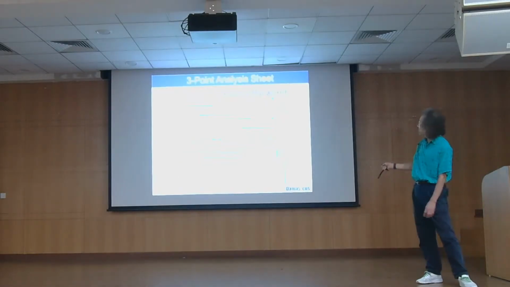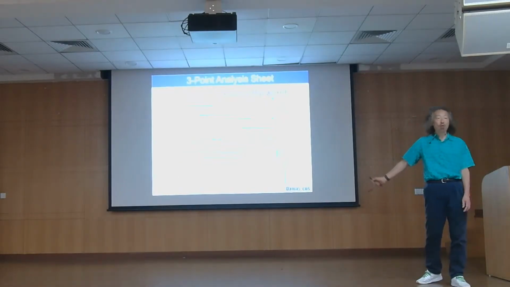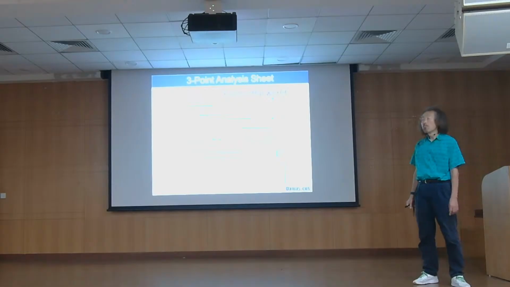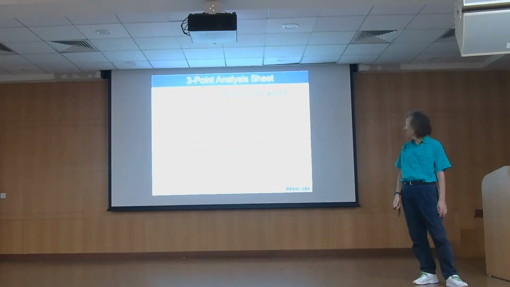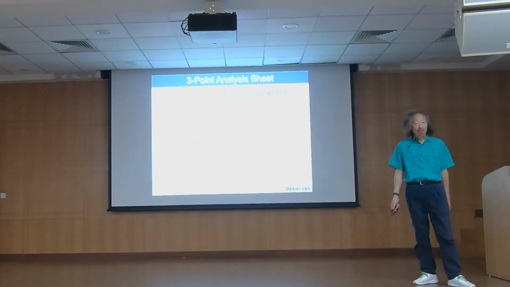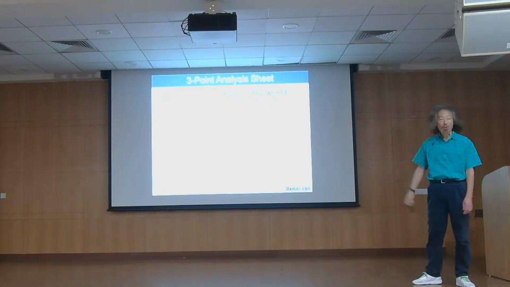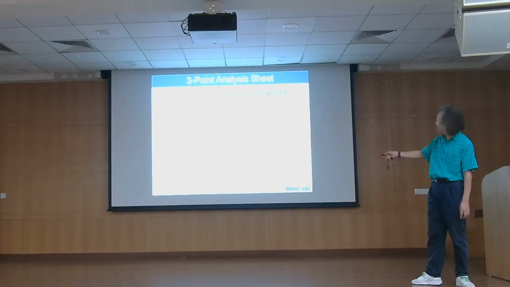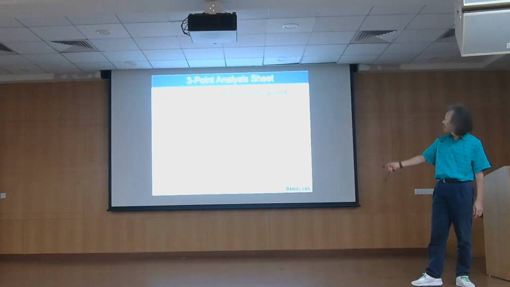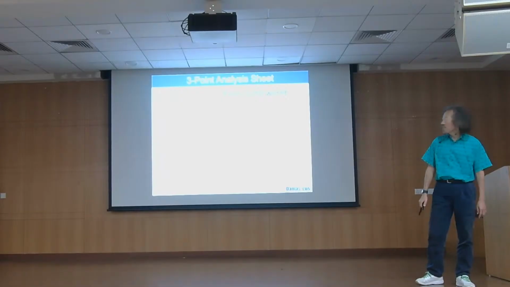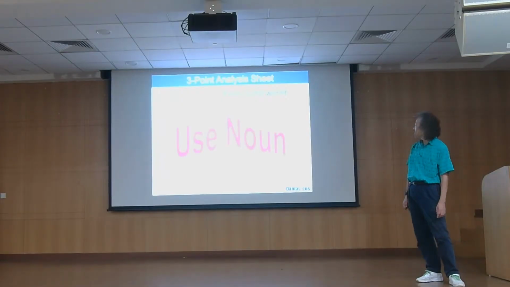Now, this is the three-point analysis sheet. This is actually equal to the backward triangle sheet. But the only difference is that there is no effect. So that's why there are only 3 points: value, trick, and the problem. Let me explain these things in more details.